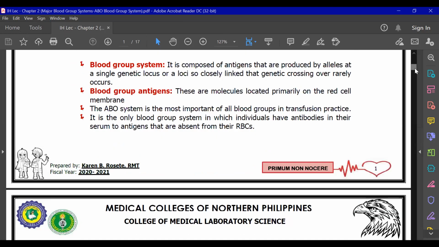So considering this, the statement here is that it is the only blood group system in which individuals have antibodies in their serum against antigens that are absent from their RBCs. This happens, class, without any RBC exposure by either transfusion or pregnancy. That is why the transfusion of incompatible blood types will subsequently result in what we call fatal or severe hemolytic transfusion reactions. That is why it is very important for us, class, to consider ABO compatible units for safe transfusion.